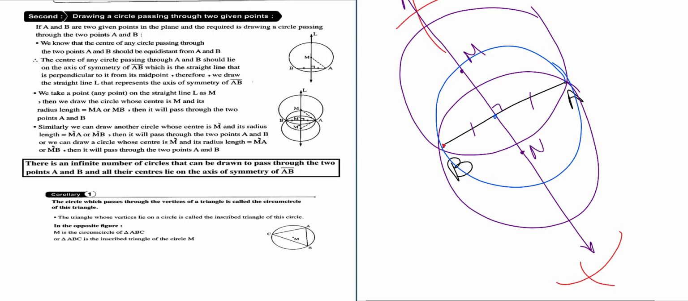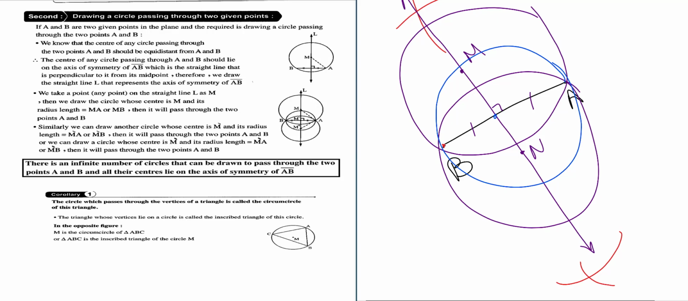Then in general, we can draw an infinite number of circles that pass through 2 points, but if its radius is bigger than half the distance between the 2 points, we can draw 2 circles only. And if the radius length equals half the distance between the 2 points, we can draw only one circle and call it the smallest circle that passes through the 2 points. And if the radius length is smaller than half the distance, we can't draw any circle that passes through these 2 points.